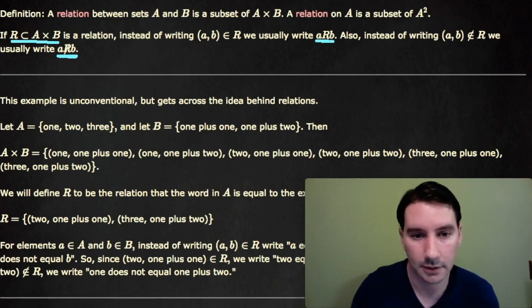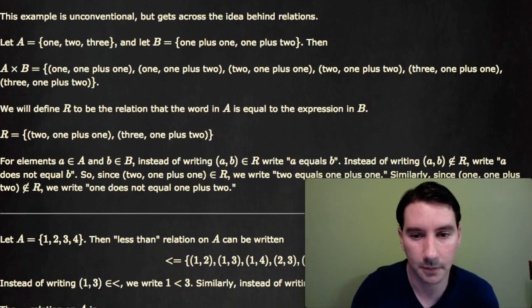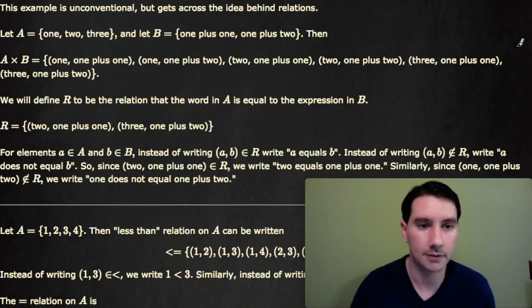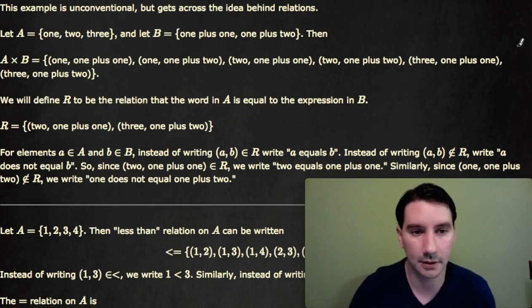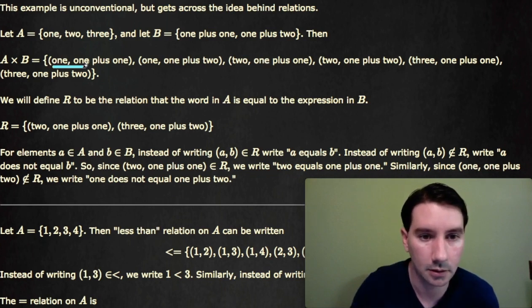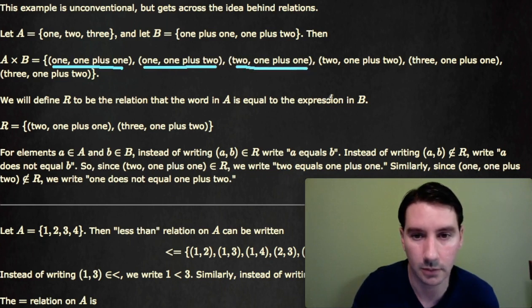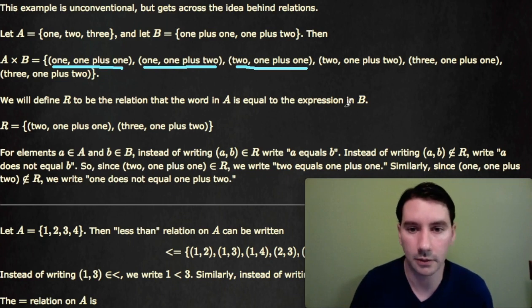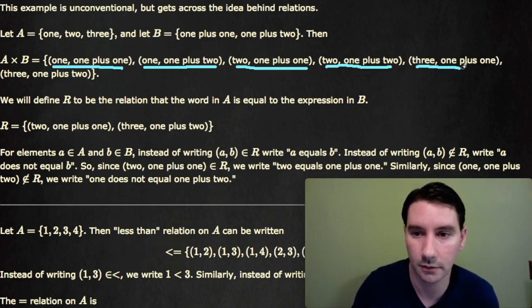So let me show you an example. The example is a little bit unconventional, but I think it does a good job of getting the idea across. A is going to be the set of numbers 1, 2, and 3. And B is going to be the two sentence fragments 1 plus 1 and 1 plus 2. So if I look at A cross B, I have the pairs (1, 1 plus 1), that's my first element here. My second element is (1, 1 plus 2). The third one is (2, 1 plus 1), and so on. So we have 6 elements here: 3, 4, 5, and 6. The last one is (3, 1 plus 2).